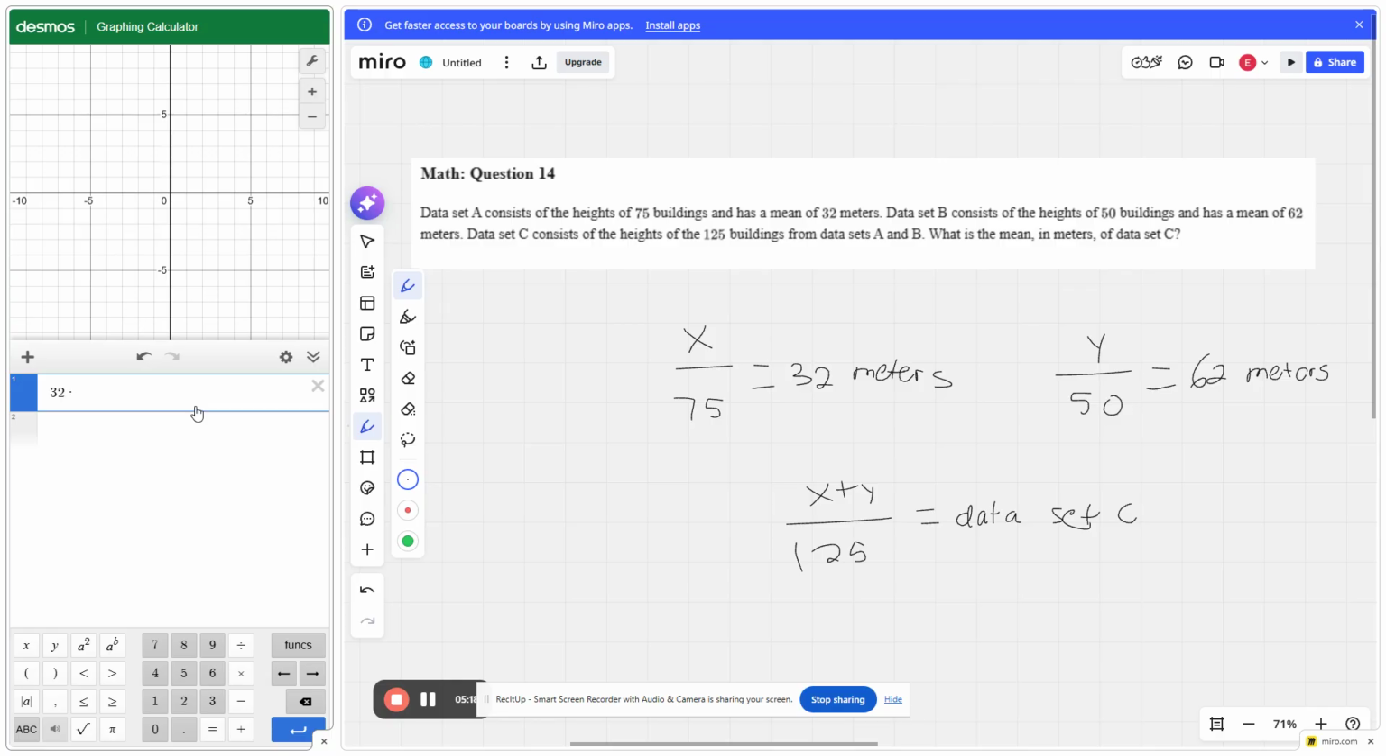32 times 75, 2,400, and then plus 62 times 50. So we get 5,500, and then we get 5,500 over 125, which our data set C would be 44, which is our answer.